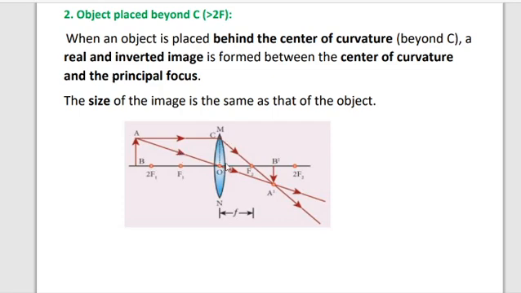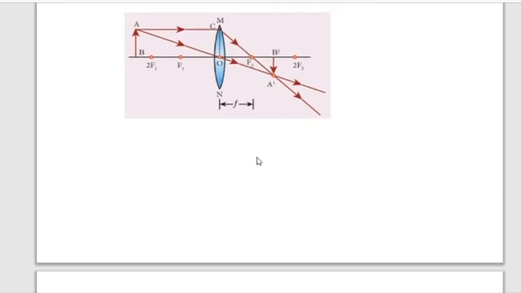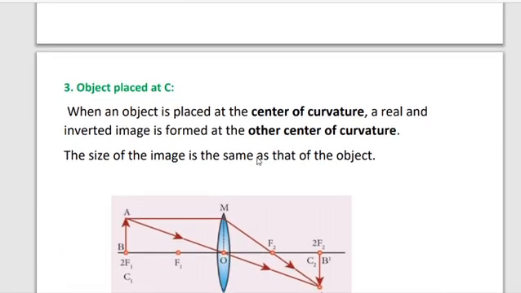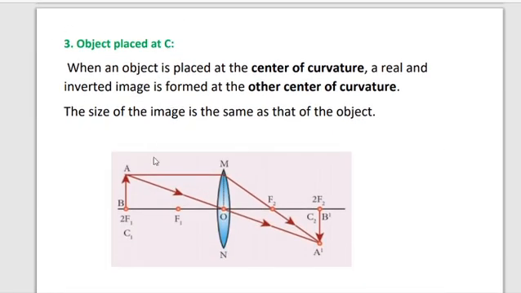So we place the object here, but what about the image? After the refraction, we know the rule, a ray parallel to the principal axis, after refraction passes through the focus. One ray passes through the optical center without deviation. So both also meet at a particular point. So B dash A dash is the image. The size of the image is the same as that of the object. Whatever size the object is, the same size, but it is diminished size. It is also diminished size.